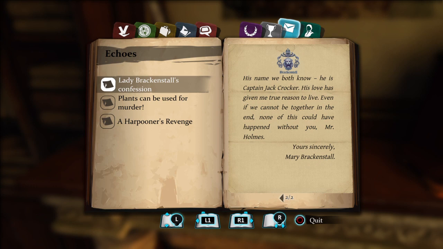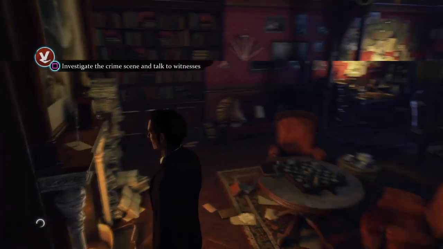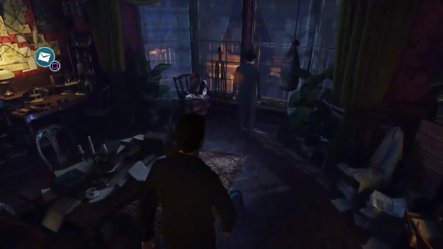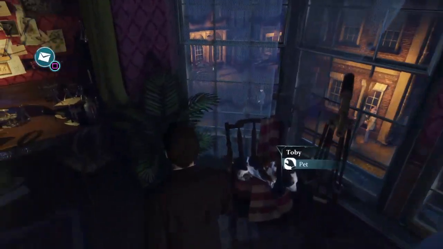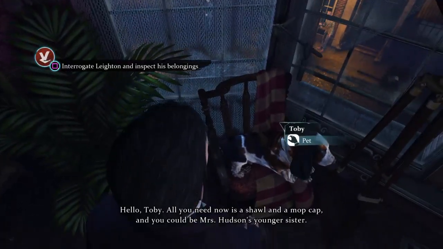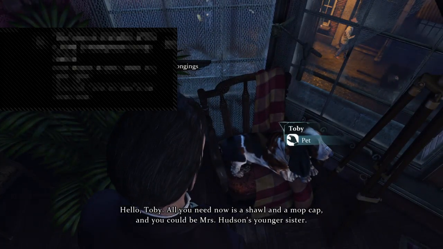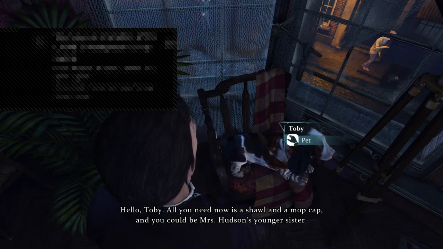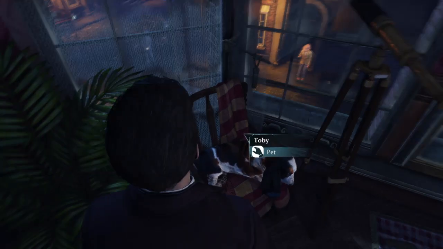Yeah, that was the case before the last one. Alright, now we have those two. And before we end the stream and the video, Toby. Hello, Toby. All you need now is a shawl and a mob cap, and you could be Mrs. Hudson's younger sister. I love the stock.